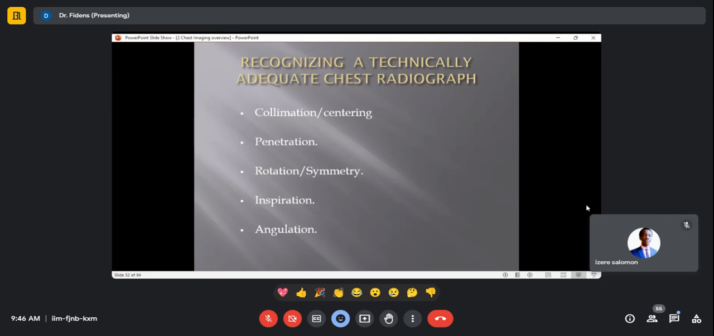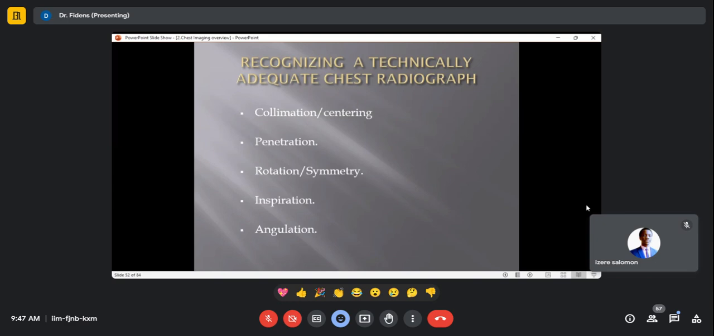Listen, when it is over penetration, it means the lungs are too black to see any small lesion. And when it is under penetration, the lungs are too white, and the small lesions will be missed. Okay, that's the way you should check if the film had good penetration of the X-rays. That is the second thing you have to check for.